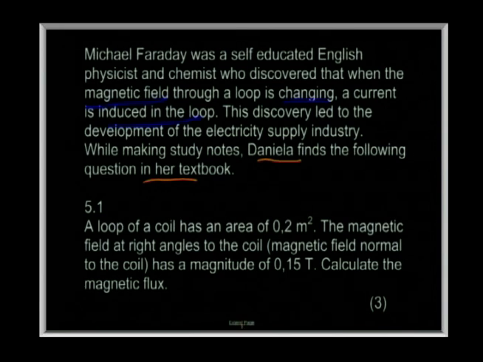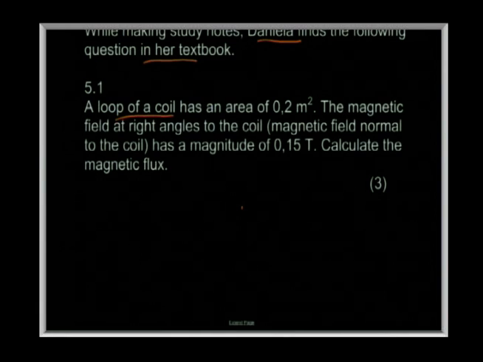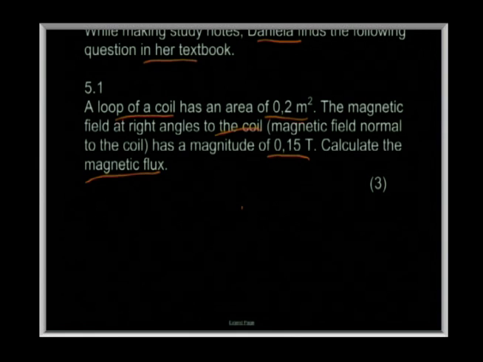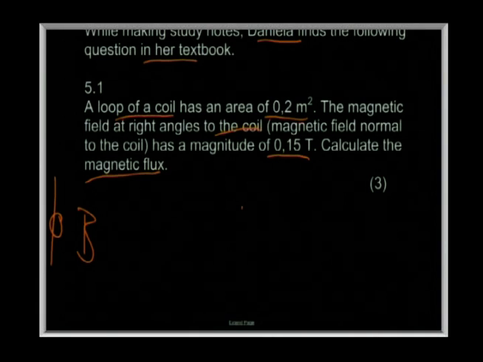It says this. A loop of coil with an area of 0,2 meters squared, the magnetic field at right angles to the coil has a magnitude of 0,15 Tesla. Calculate the magnetic flux. Now, you need to understand the terminology here. And the important thing is, what is this idea of magnetic flux? Well, it's not too difficult. We've got magnetic flux, phi, is equal to B, the magnetic field strength, times the cross-sectional area, and these two are at 90 degrees, then we're okay.